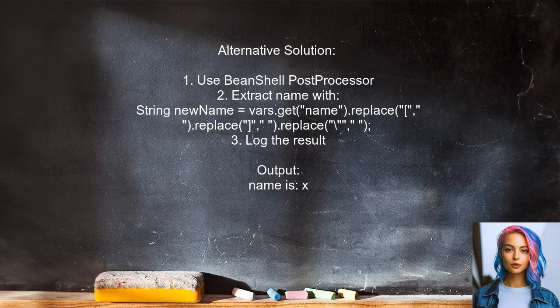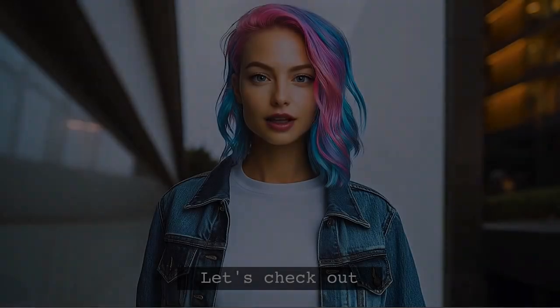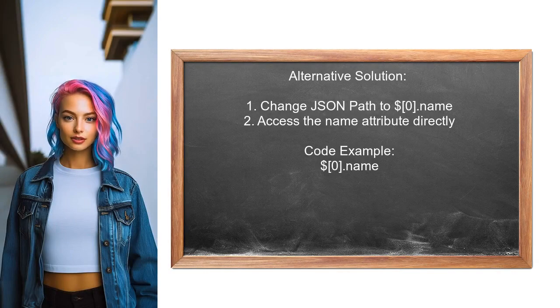An alternative solution provided by a user involves using a bean shell post-processor in JMeter. They suggest extracting the name by manipulating the variable to remove unwanted characters. Let's check out another perspective from a different user. An alternative solution provided by another user suggests modifying your JSON path expression. Instead of using $name, you should use $name to directly access the name attribute from the first object in the array.